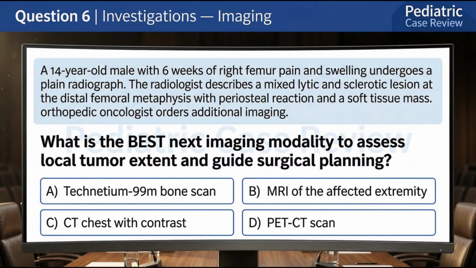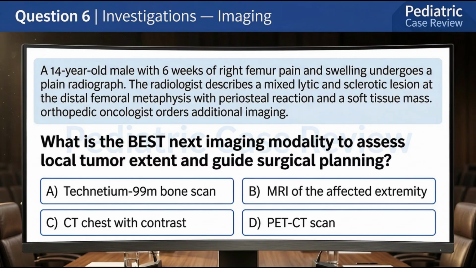Question 6. Investigations, imaging. A 14-year-old male with 6 weeks of right femur pain and swelling undergoes a plain radiograph. The radiologist describes a mixed lytic and sclerotic lesion at the distal femoral metaphysis with periosteal reaction and a soft tissue mass. An orthopedic oncologist orders additional imaging. What is the best next imaging modality to assess local tumor extent and guide surgical planning?